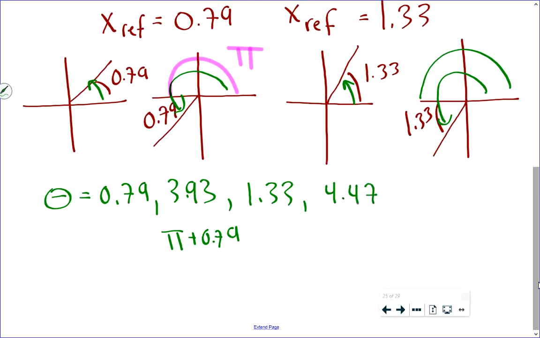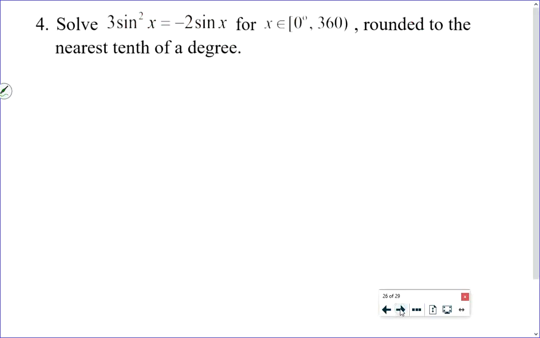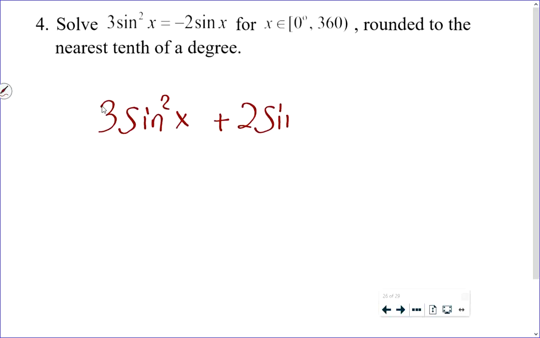I really think you get the idea, but let's just do one last quick one to cover all the bases, because in this case, we have a quadratic trigonometric equation, but there's no constant term. So we still zero it. We still write 3 sine squared x plus 2 sine x. This is equal to 0.